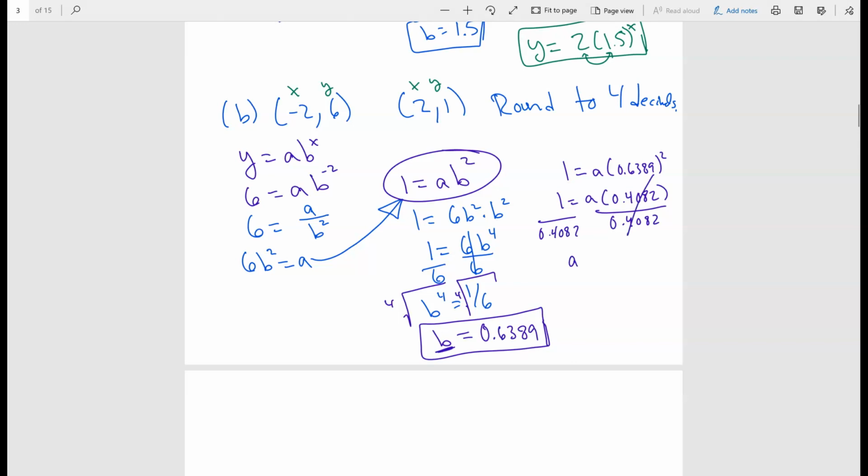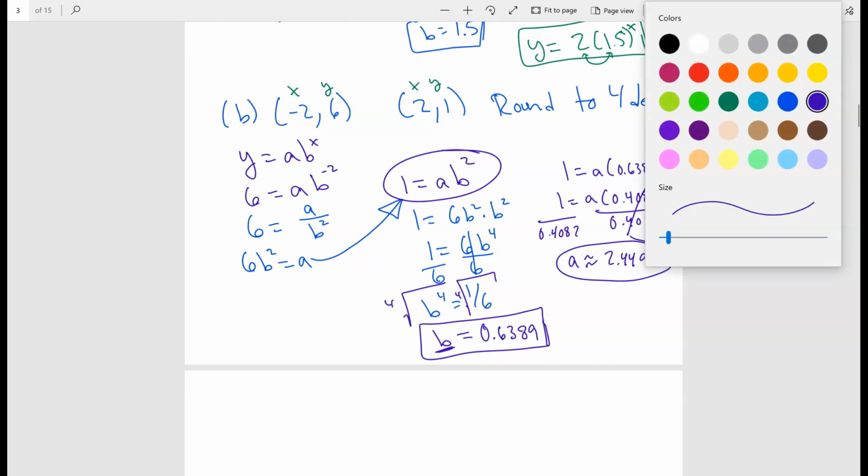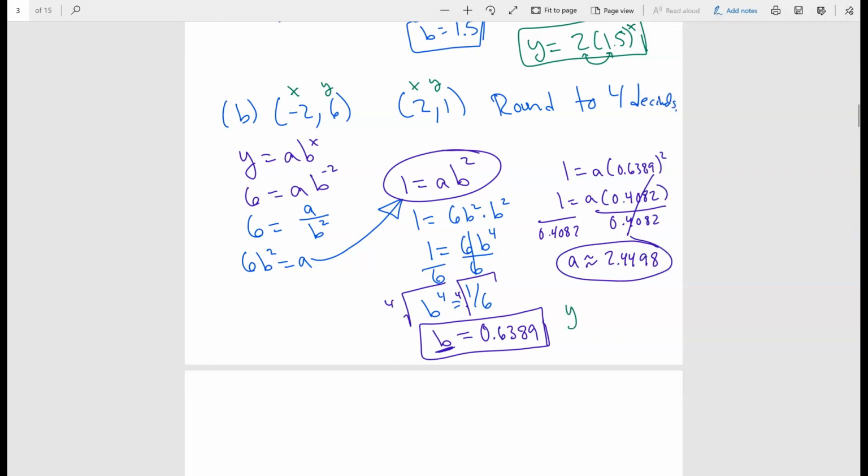And then I'm going to divide that number out. So a is going to be approximately equal to 1 divided by 0.4082, and that's going to give me 2.4498. Okay, so now that I know what my a and my b value are, I can plug them back into the equation. So y is going to be equal to 2.4498 times 0.6389 to the power of x. So that is going to be the exponential equation.